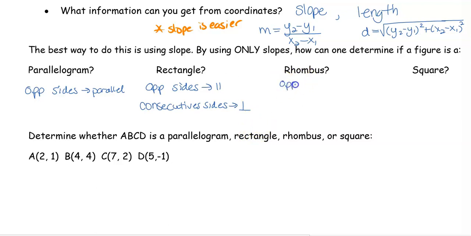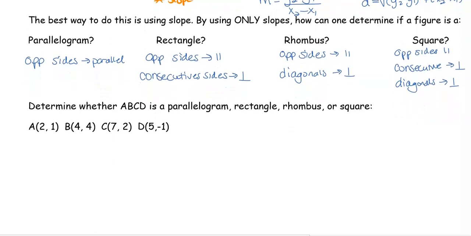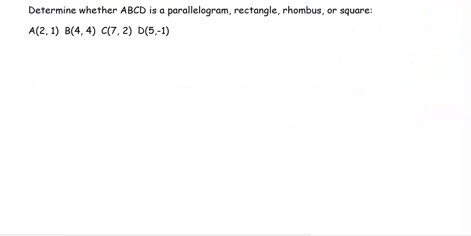A rhombus has opposite sides parallel. We don't have four corner right angles, so our sides aren't perpendicular, but in the rhombus we learn that the diagonals are perpendicular. Now a square has everything. So the square has opposite sides parallel. It has consecutive sides perpendicular, and it has diagonals being perpendicular. So we are going to calculate all the slopes of all the sides and of the diagonals, and that's going to determine what kind of shape we have.